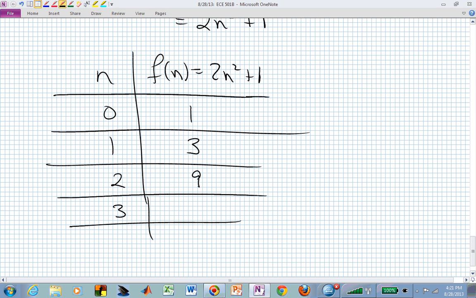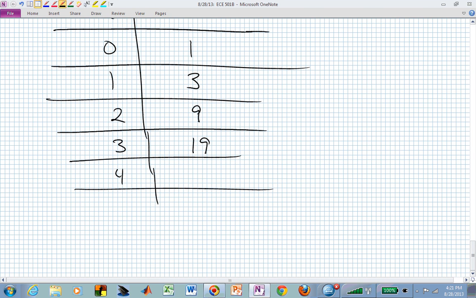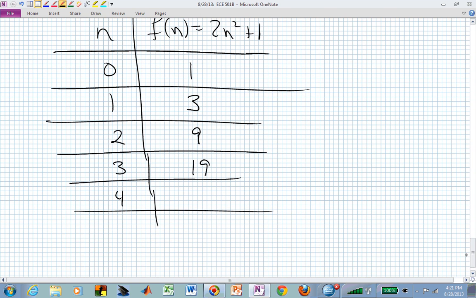stop me if I'm wrong. 3, 4, what was the formula? Is that 33? 5, 51, and now you can just see that we could just keep going, right?